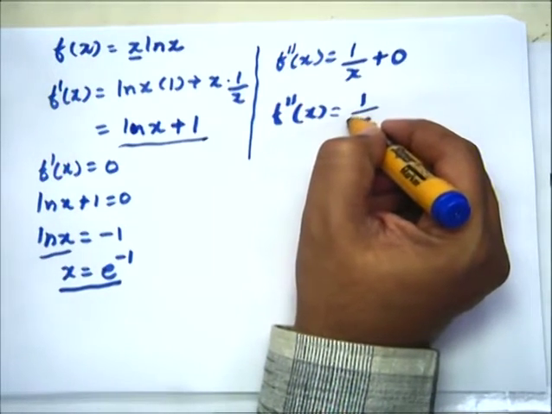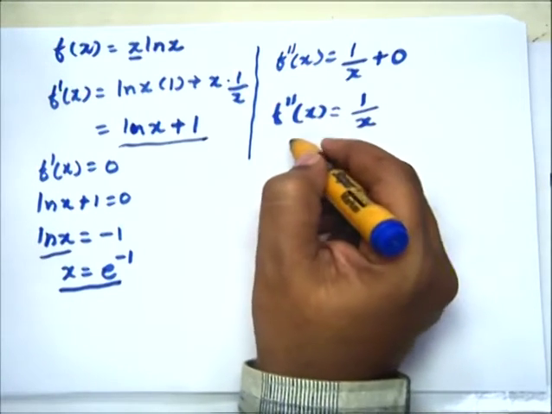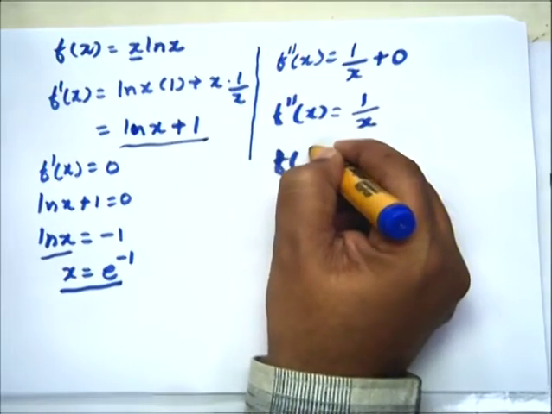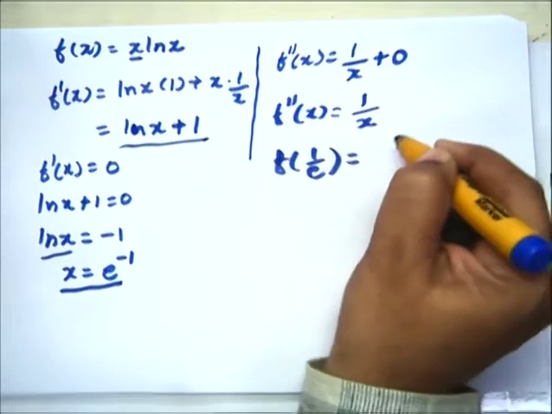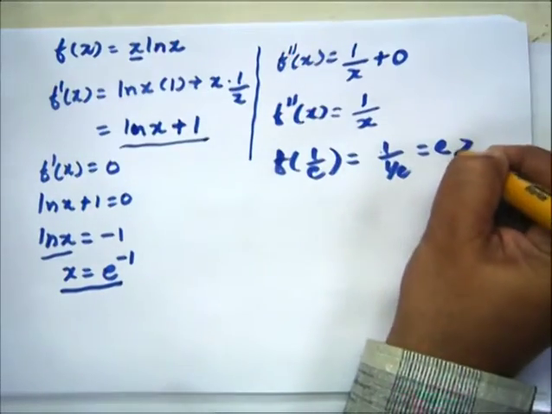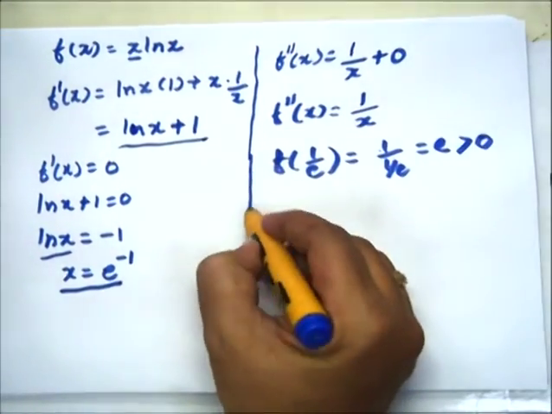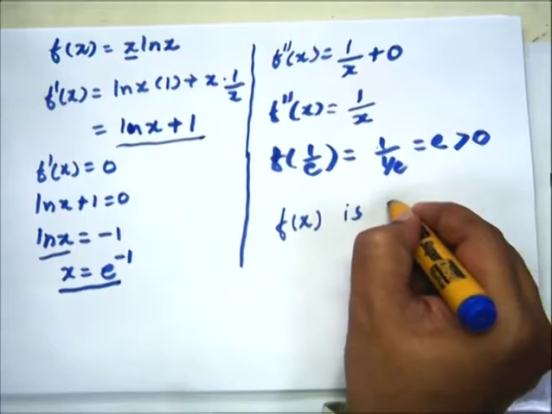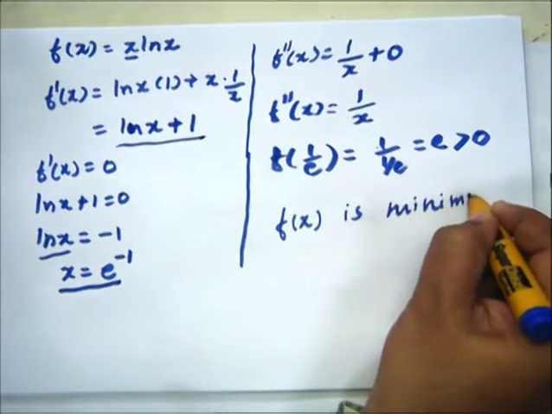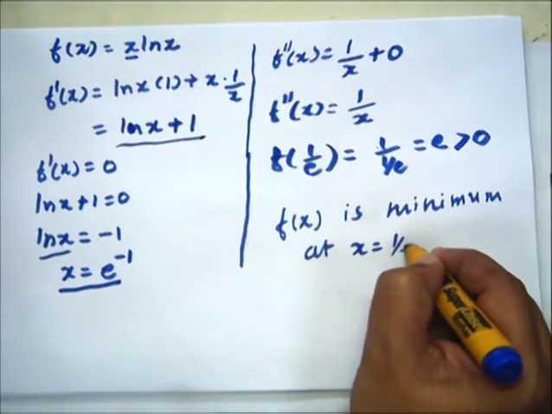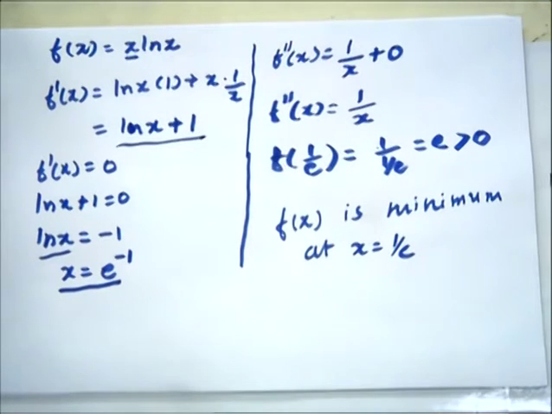Now if we put x is equal to 1 upon e, we have 1 upon 1 by e, which is equal to e, which is greater than 0. So what it means is that the function f of x is minimum at x is equal to 1 upon e. So here we are getting only a minimum value for the function, not the maximum value.